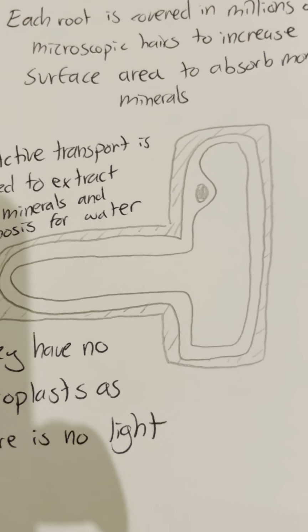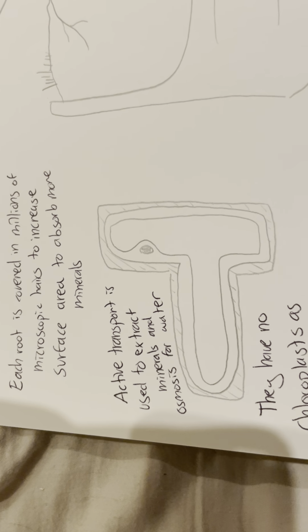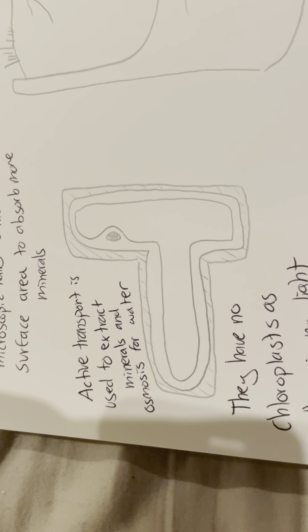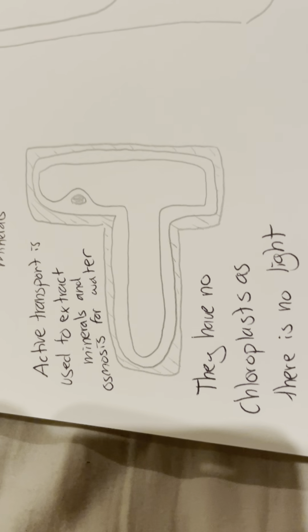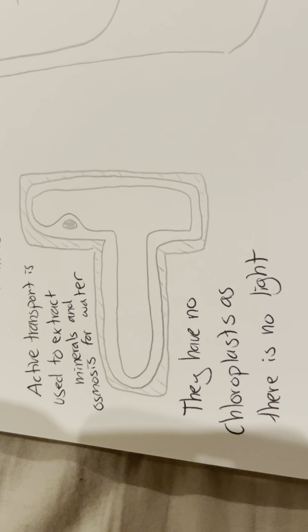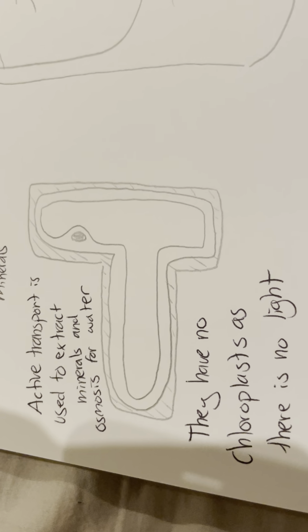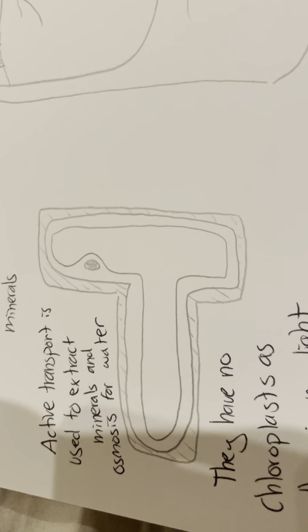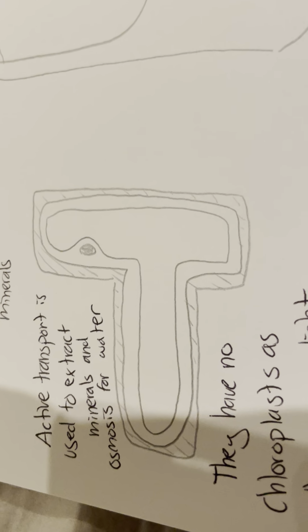At the end of each, you have the root hair cell, which is a specialized plant cell. Each root is covered in millions of these, and they're really small. They're microscopic, in fact, to increase surface area and increase the rate of active transport. They have to use active transport instead of diffusion, and they use osmosis for water. So active transport is for the minerals in the soil, and osmosis is for the water in the ground.